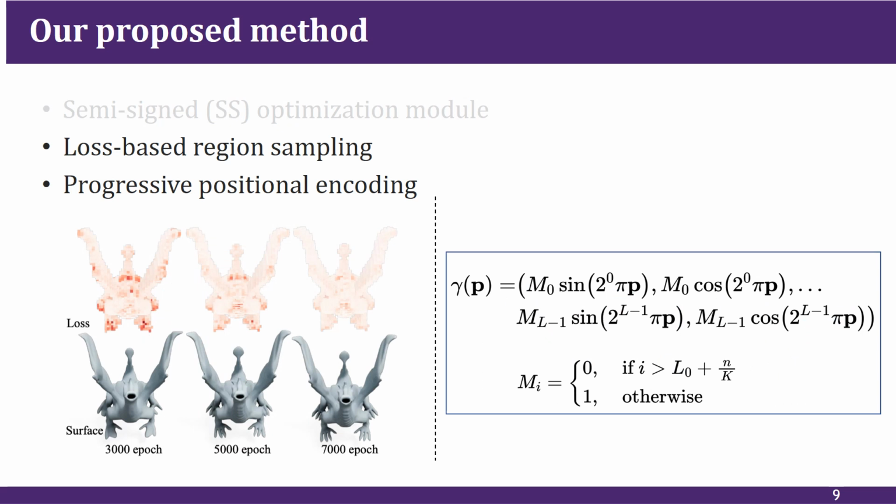For the lack of details, we propose a new important sampling strategy to increase the optimization efficiency and utilize progressive positional encoding to better recover the details. Specifically, we design a new loss-based region sampling strategy that tracks the losses in the full 3D space and adaptively increases the sampling density of regions with larger losses. As the semi-signed fitting module can effectively avoid bad local minimums, LRS helps the network focus on the details without suffering from severe ghost surface issues. Considering that MLP may have difficulty in fitting high-frequency signals, we explore progressive positional encoding to further improve the reconstruction.